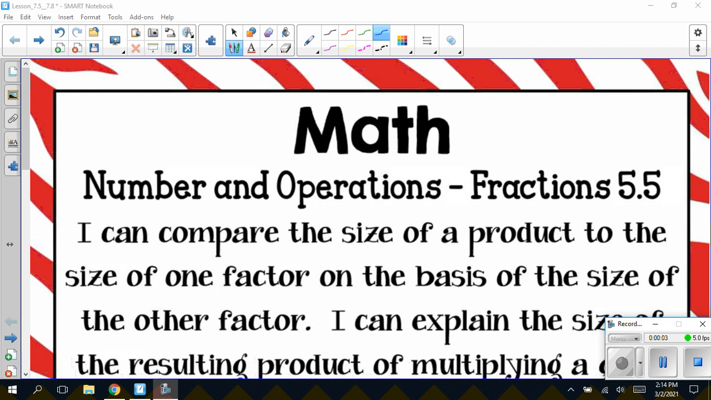Hi, fifth graders. Welcome to Chapter 7, Lesson 5 and Lesson 8. We are going to combine those two lessons today because they are similar in what we are doing.